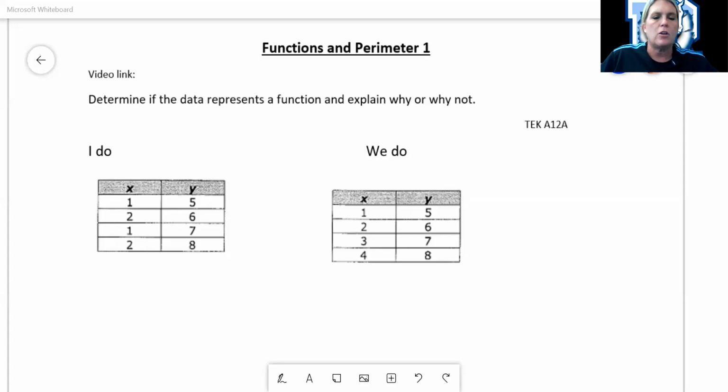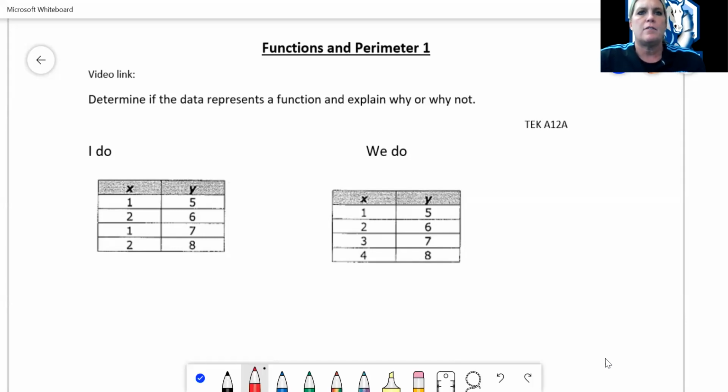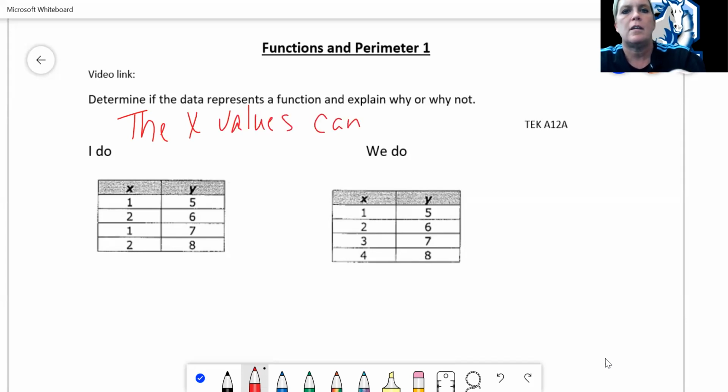Hi there. We are going to work on figuring out if something is a function or not and talking about perimeter. The first thing I want us to make note of is that to figure out if something is a function, the x numbers, the x values, cannot repeat. So if the x values do not repeat, let's look over here at our table.